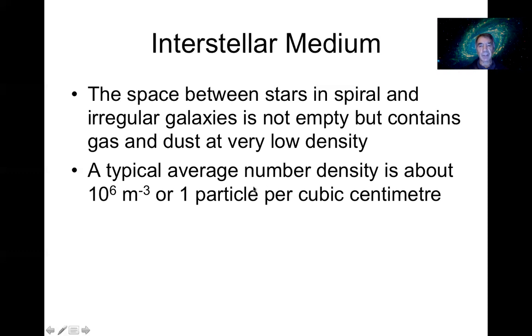And so the average number density of the interstellar medium in a typical galaxy like ours is about 10 to the 6 particles per meter cubed. So that would be mostly hydrogen atoms in a typical medium. If you want to visualize that a little bit easier, take 1 cubic centimeter, and you are likely to find 1 atom in each cubic centimeter if you go way out there in space in between stars. So that's a very low density.